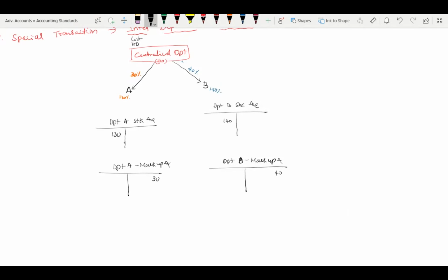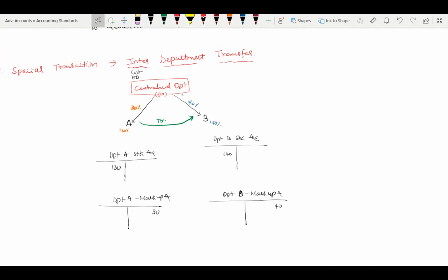Now imagine whatever the stock is there, A has transferred these goods to B. That is different. A physical transfer occurred between departments A and B. Suppose the goods are slow moving and from one department the stocks are huge. What will the head office do? Where it is moving, you move the stock. That movement we call an interdepartment transfer.